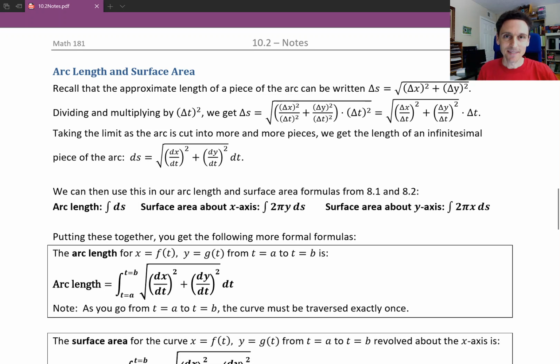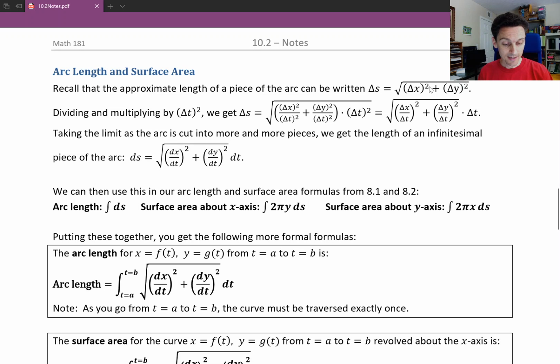Hello and welcome back. How do we find arc lengths for a parametric curve? And also, how do we find surface areas of revolution given a parametric curve? Well, recall that the approximate length of a piece of arc can be written as delta s equals the square root of delta x squared plus delta y squared.